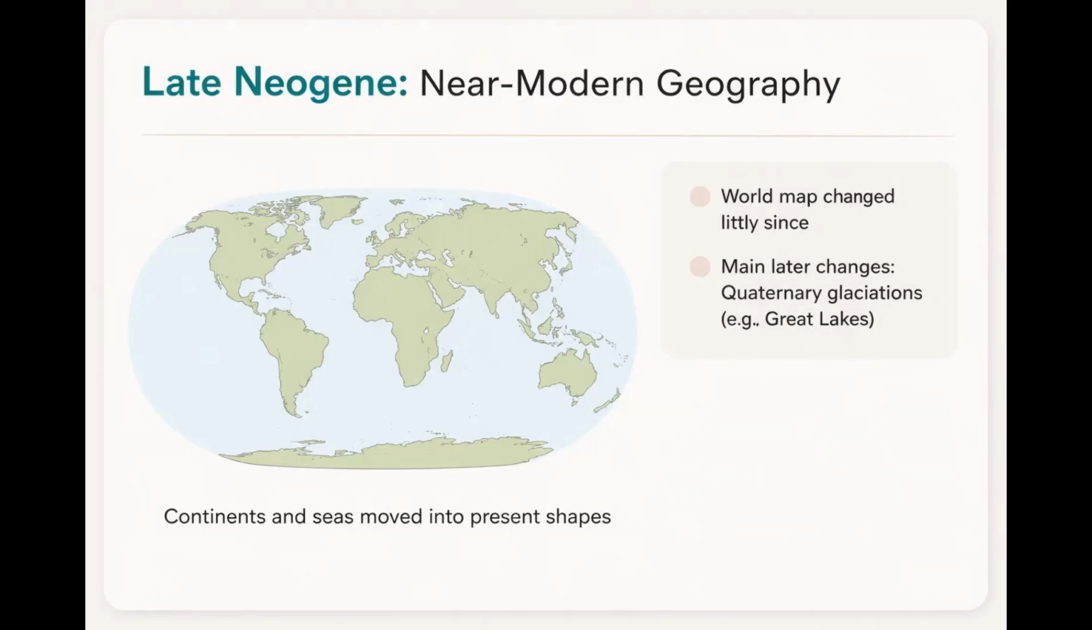By the later Neogene, the material says Earth's continents and seas moved into their present shapes. It also notes the world map has not changed much since then, except for changes brought about by Quaternary glaciations. One example given is the formation of features like the Great Lakes. So the big tectonic rearrangements slow down, and climate-driven surface changes become more prominent.